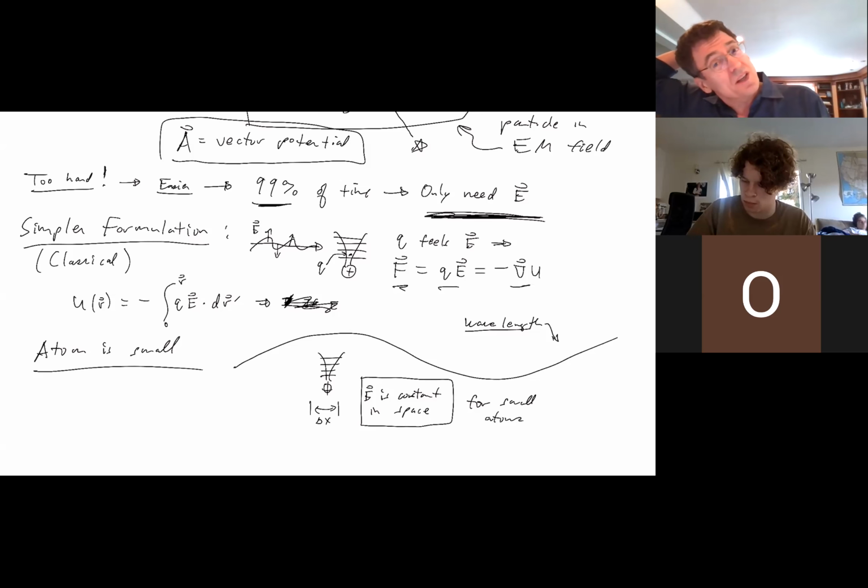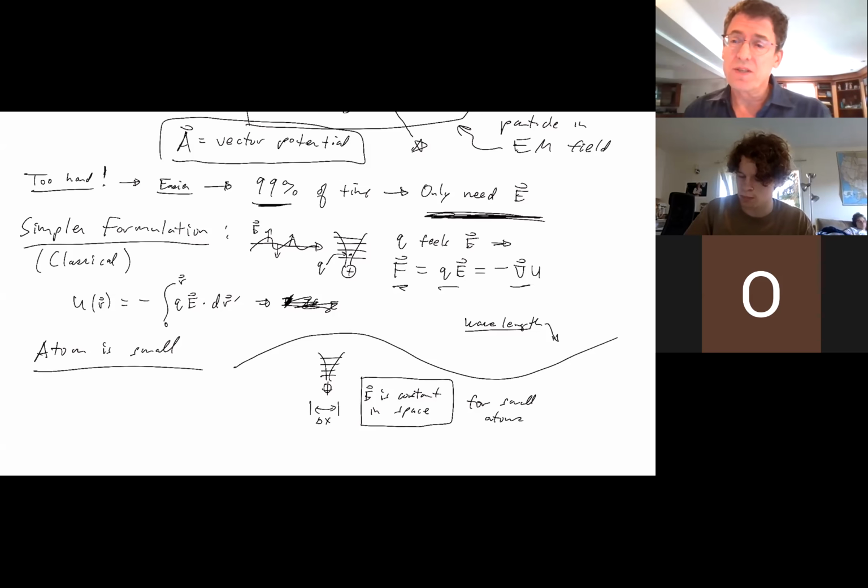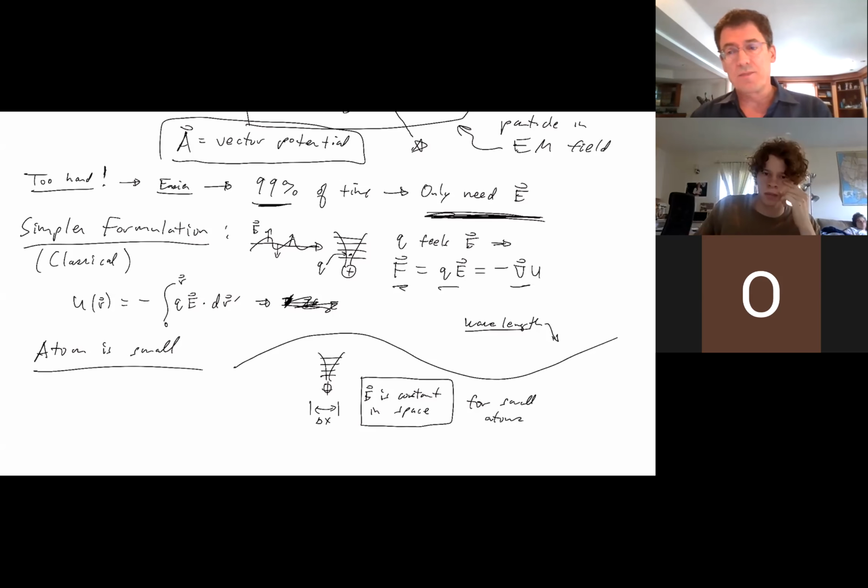Can somebody tell me, to justify this approximation, what is the wavelength of optical light?